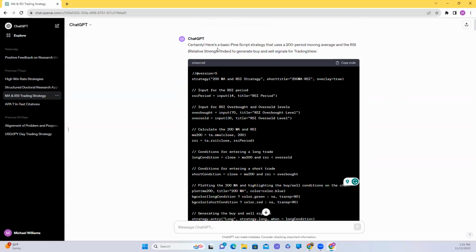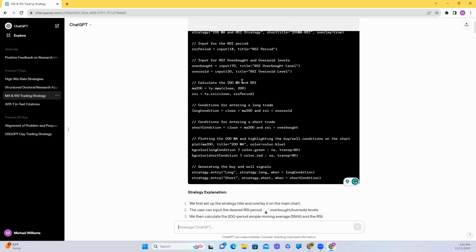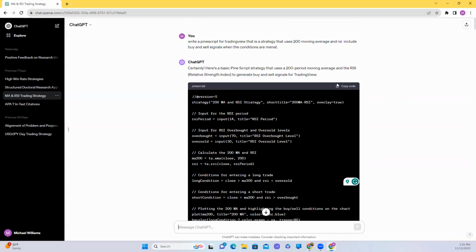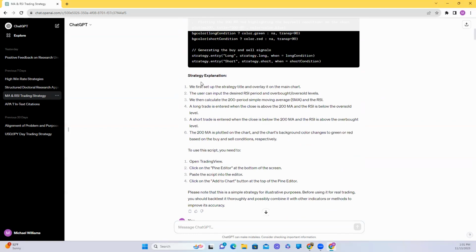So look at what ChatGPT said to me: Certainly, here's a basic Pine script strategy that uses the 200 period moving average and the RSI. So it created the Pine script for me. I'm about to show y'all how this works. I'm going to copy it. Boom. Copy. I'm going to show y'all how that looks. It also explains how the strategy works.